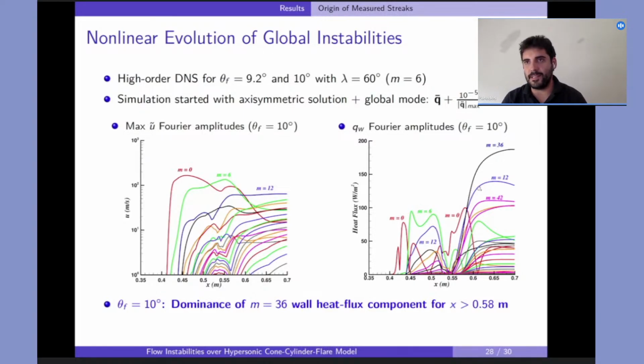But after reattachment, we get the m equal to 36 mode that was measured in the experiment. So suddenly, by an m equal to 6 global mode, we get that the maximum Fourier component after reattachment is equal to 36, and that's in the heat transfer. That's what the measurements were showing. So now we probably have the answer why they were measuring m equal to 36 streaks, and that's because of the nonlinear evolution of the global mode.